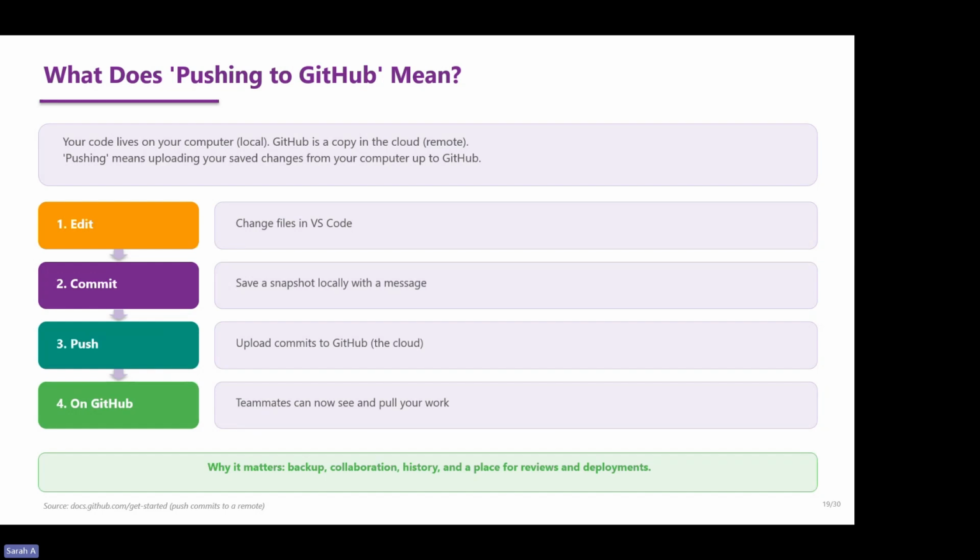Then step 3 is to upload all your commits to GitHub. This is the moment your work leaves your laptop and moves to the cloud. Then step 4, on GitHub, your teammates can now see your work, right? So that's basically what pushing to GitHub means. And these days it's been made simple. You can do it either via code or via Visual Studio Code. So I'm going to show us the simplest method on how to push your code to GitHub.